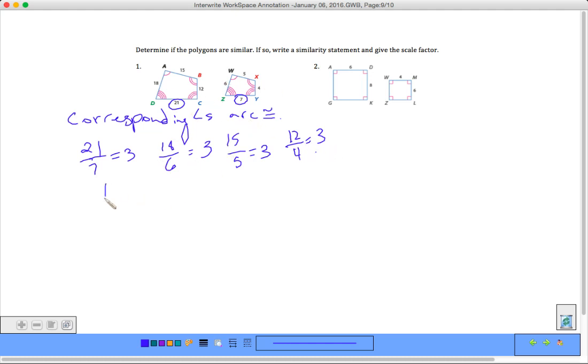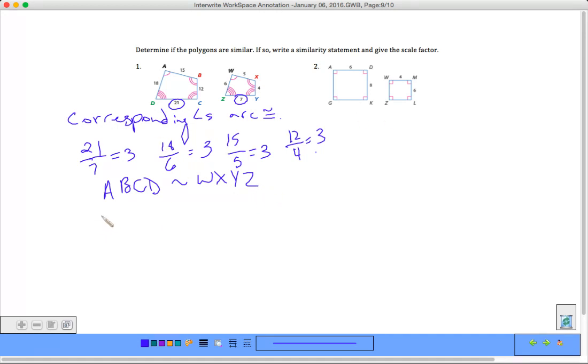So we can say ABCD is similar to WXYZ because A is congruent to W, B is congruent to X, C is congruent to Y, D is congruent to Z. So the order that you write it in does matter. You want it to be to where the letters correspond.